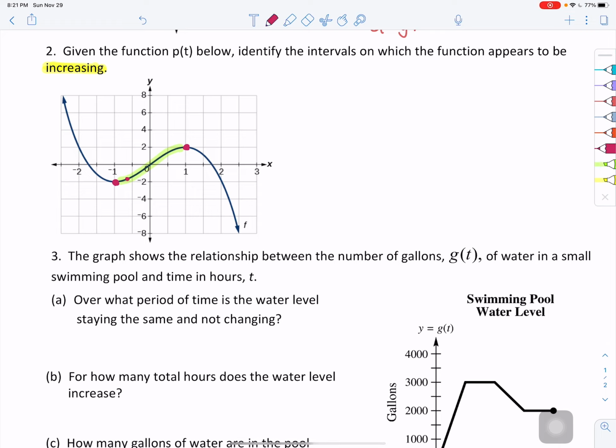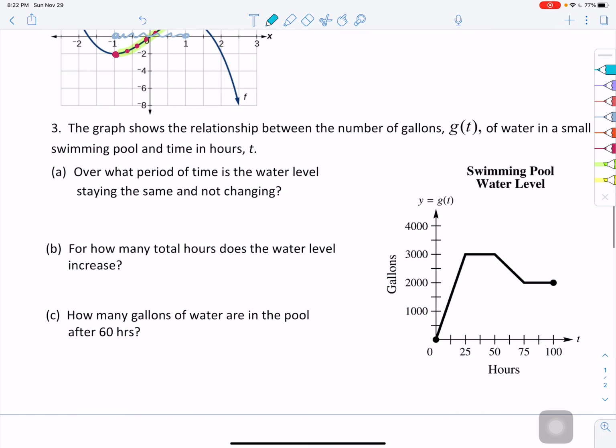But now we've come across an area where we're increasing. And note that the y values continue to get larger on that interval. And what interval is that? From -1 going all the way to 1. So let's go ahead and write that down. Increasing on -1 to 1. Quite simple. And then, of course, you can see here decreasing. That's not what we wanted.